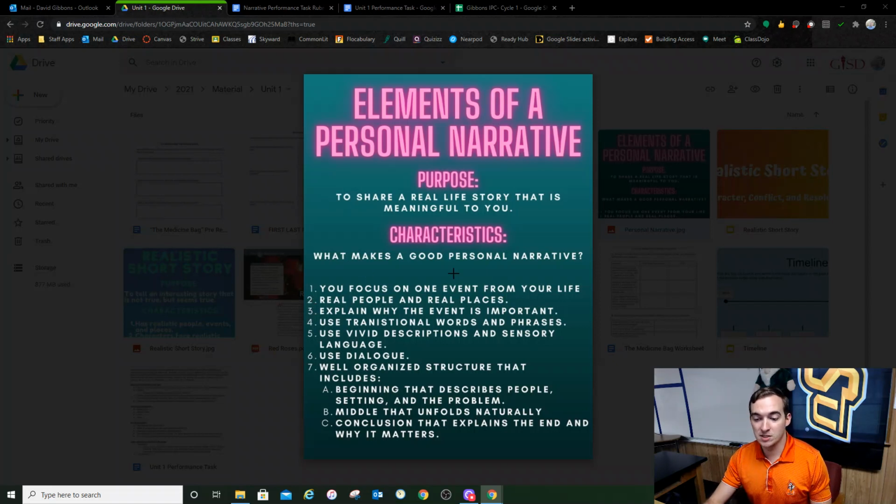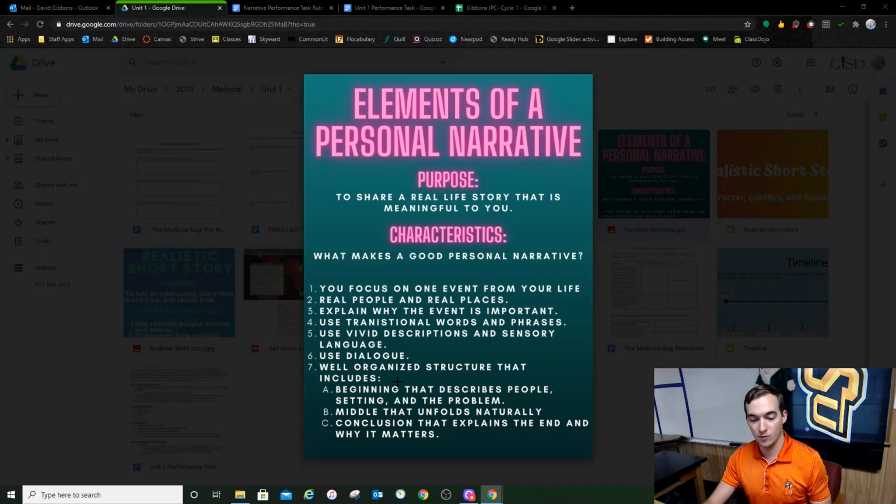And these characteristics are things that make a personal narrative good and are things that are needed to have a personal narrative. And I'll get into this later. I don't want to really dive into it right now because that's a little complicated. So let's just focus on these right now. And I'll talk about elements of stories down the way, okay?